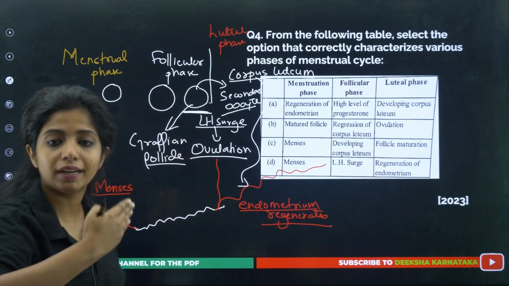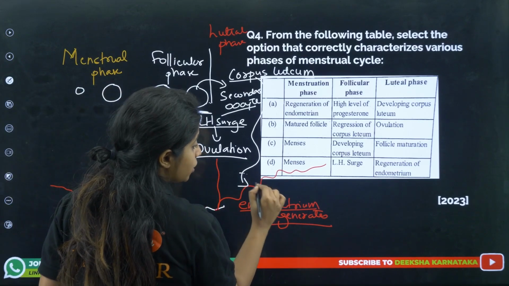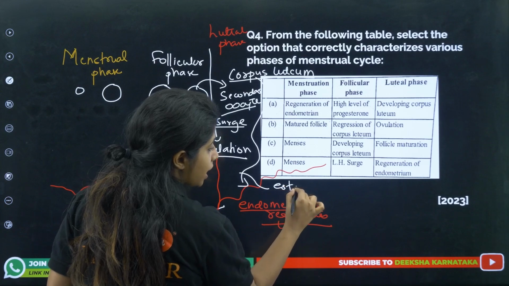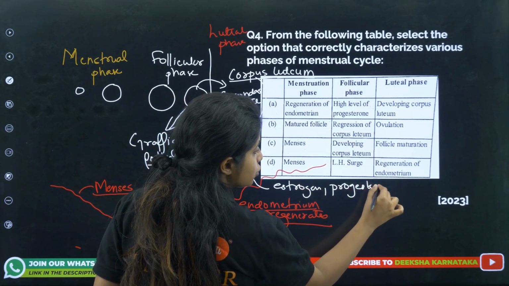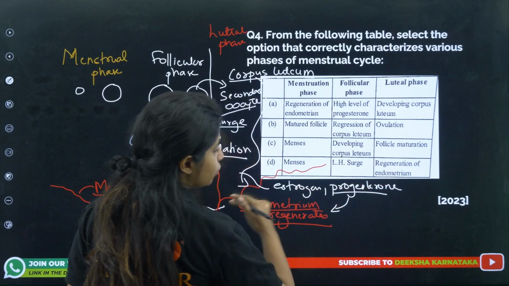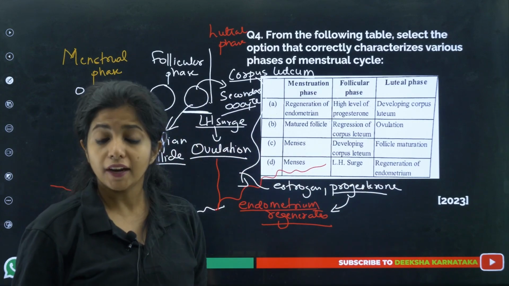and this corpus luteum will be releasing certain hormones, which is why the endometrium will keep on regenerating itself. So what is this hormone that is being released? One is your estrogen, and the main guy who plays a major role over here is progesterone. So progesterone is the one that will be maintaining the endometrium. It will be helping in the regeneration of endometrium.